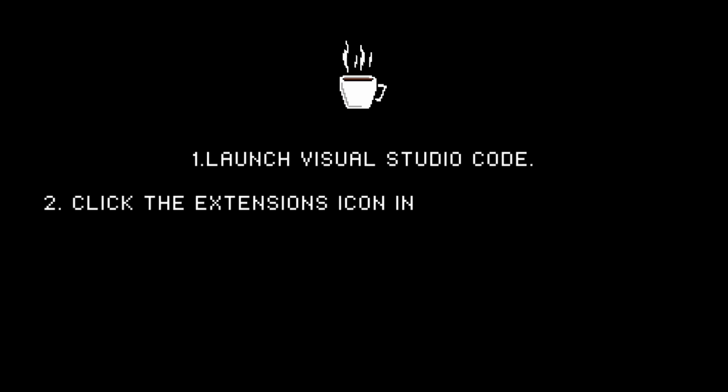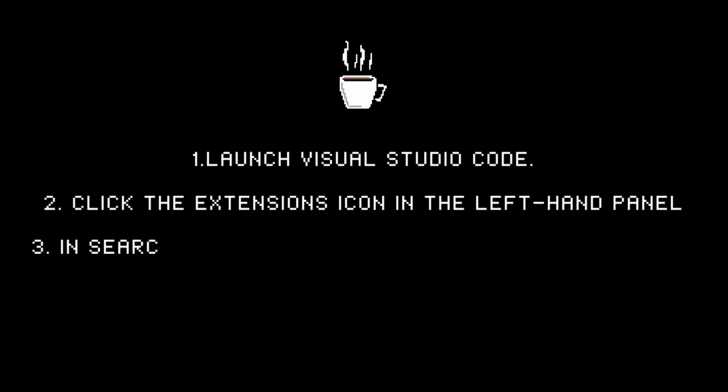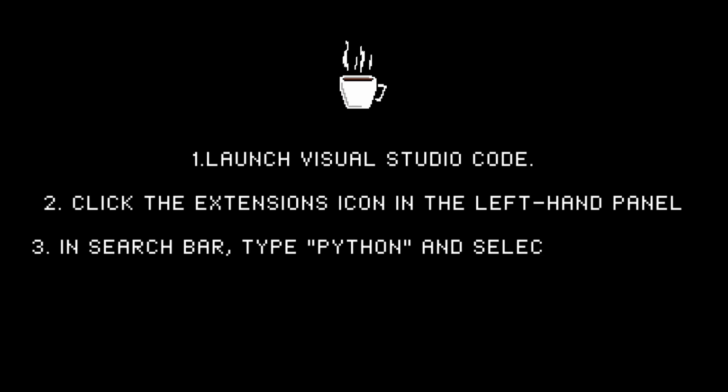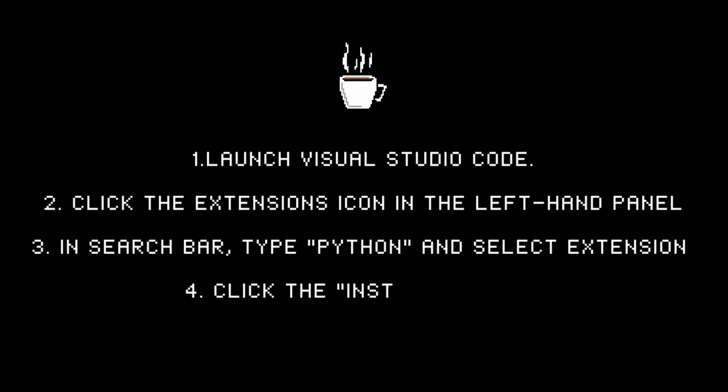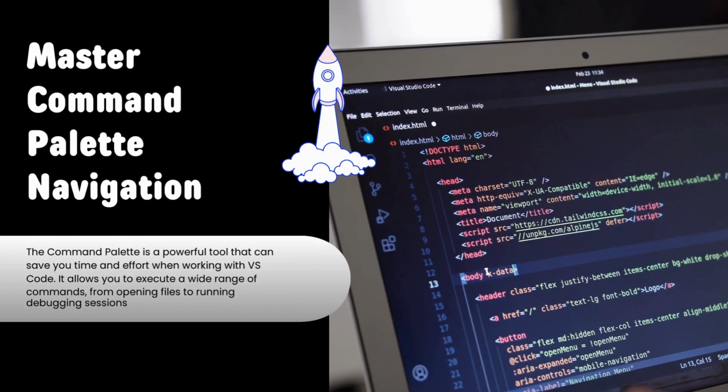1. Launch Visual Studio Code. 2. Click the extensions icon in the left-hand panel. 3. In the search bar, type Python and select the extension. 4. Click the Install button. Master Command Palette Navigation.